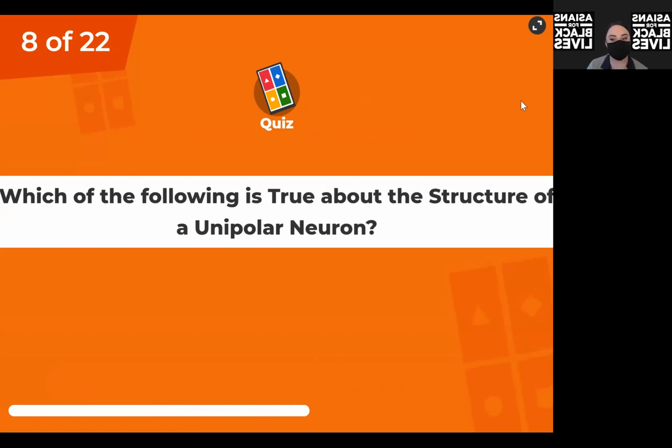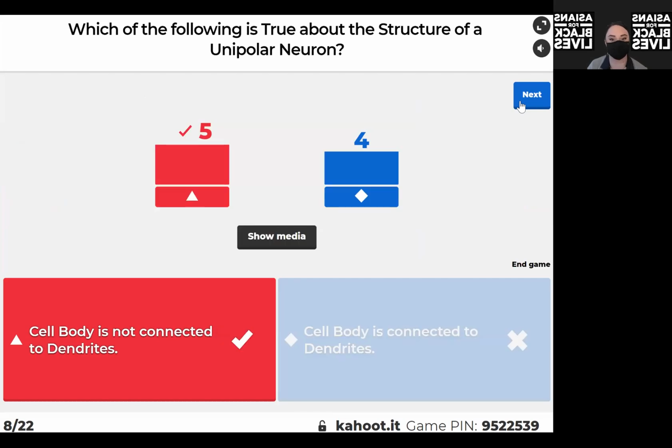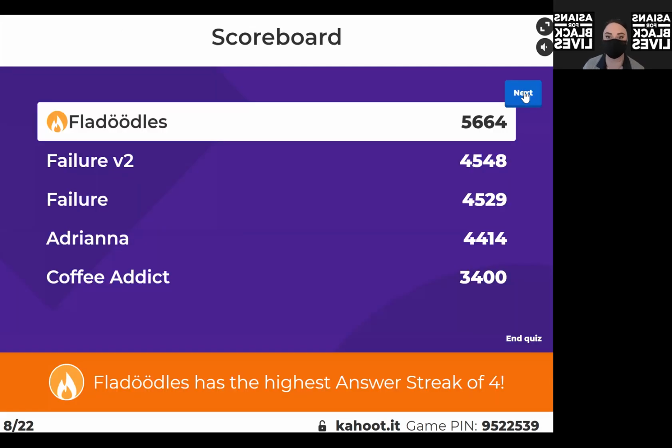Which of the following is true about the structure of a unipolar neuron? All right, good. The cell body is not connected to the dendrites. Remember, that's because we don't need the cell body to process or integrate anything here. The job is just to get the message to the brain as fast as possible.